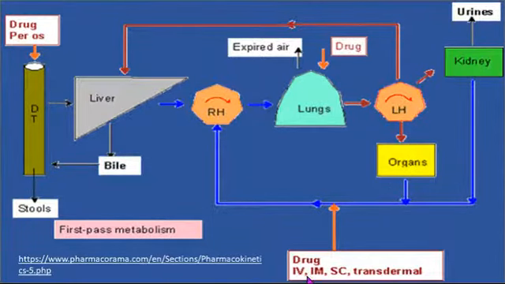If you give a drug IV, IM, subcutaneous or transdermal, it bypasses first pass. It doesn't have to go through the liver, so you don't lose some of it in the first pass effect. It goes straight through the rest of the route, so more of it's absorbed.